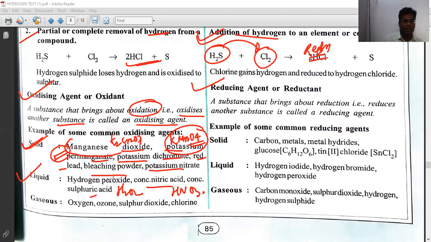In a similar manner, hydrogen peroxide, nitric acid, sulfuric acid. And in the gas form, oxygen, ozone, sulfur dioxide, chlorine will act as oxidizing agents. So these are the names of the oxidizing agents which produce oxygen.